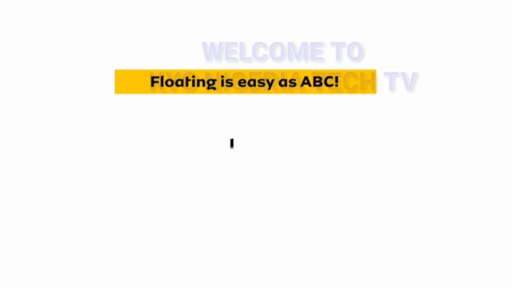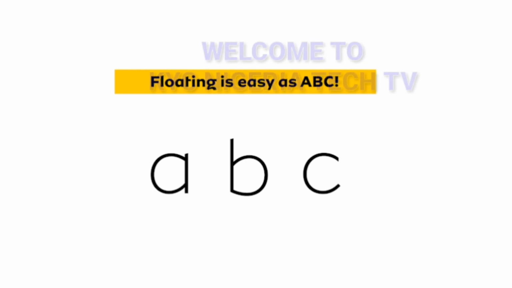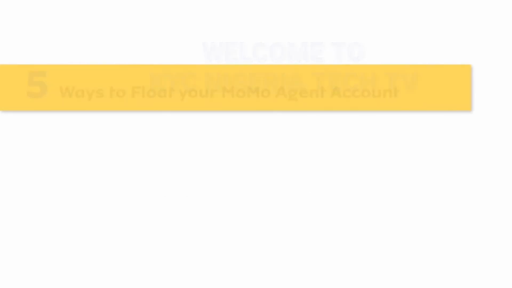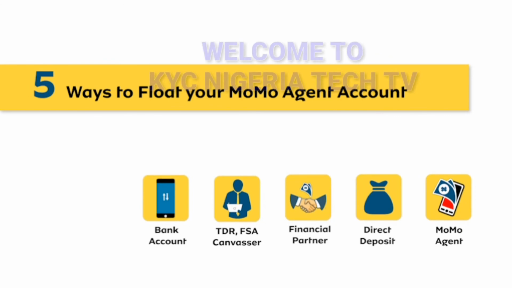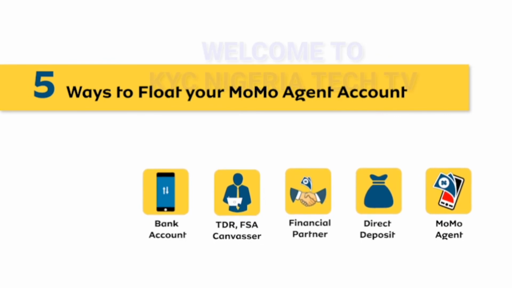So as you don't know am now, shey you see say e simple like ABC. Oya go float your Momo agent account now with any of the 5 orishirishi ways wey you want.